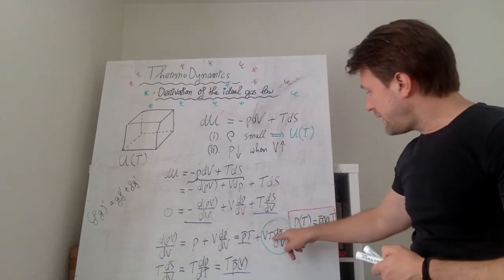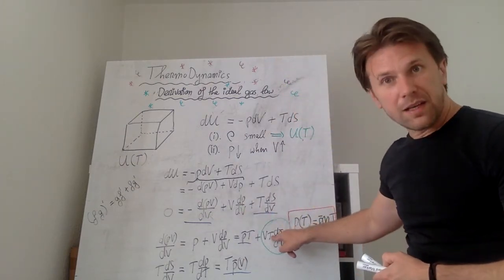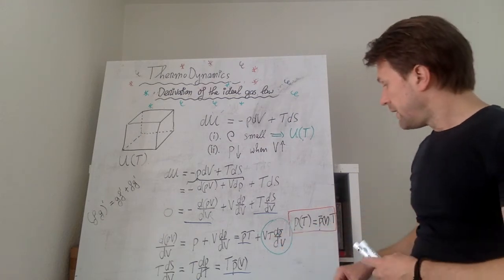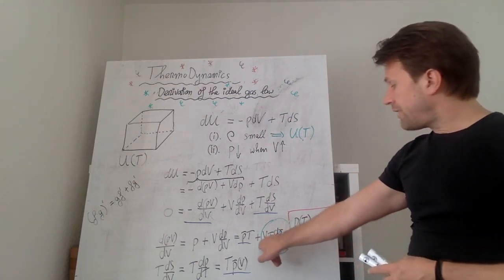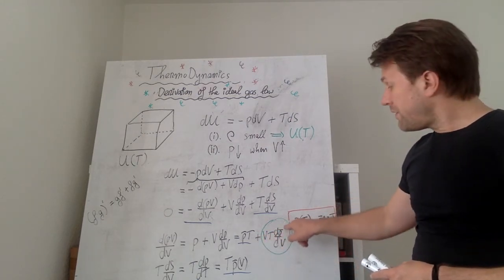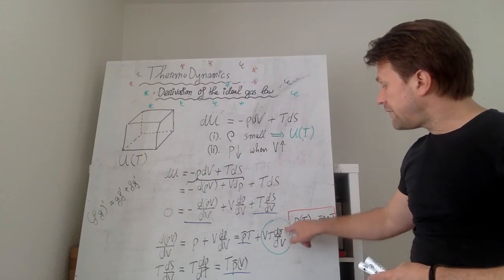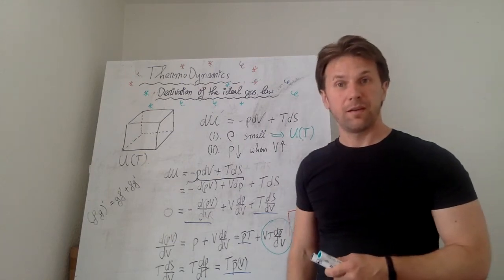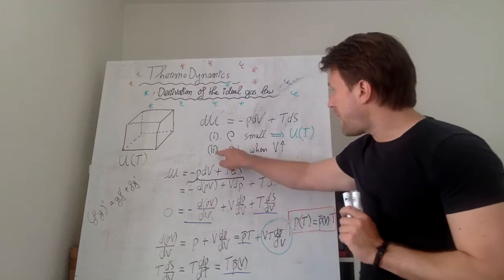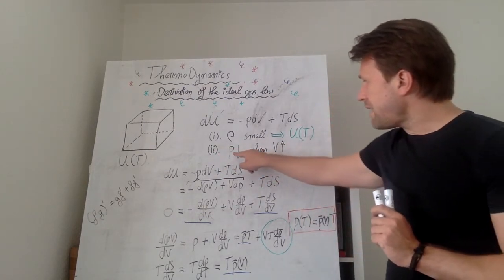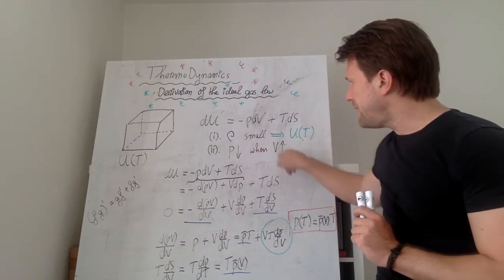So I don't have to worry about T being negative because it's in the Kelvin scale, it is a positive number. So V times T in its totality is positive. But what about dP bar dV? Is that a negative number or a positive number? That's negative, by my second assumption. We have here that P bar goes down when V goes up.